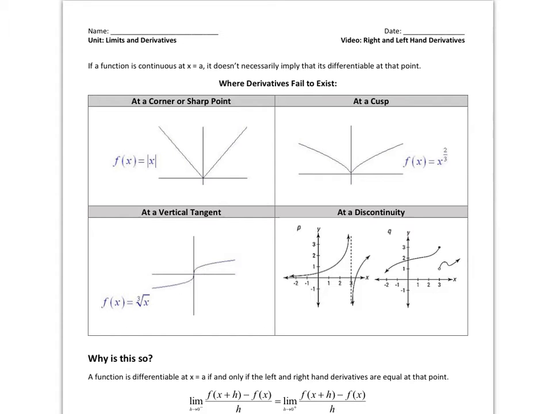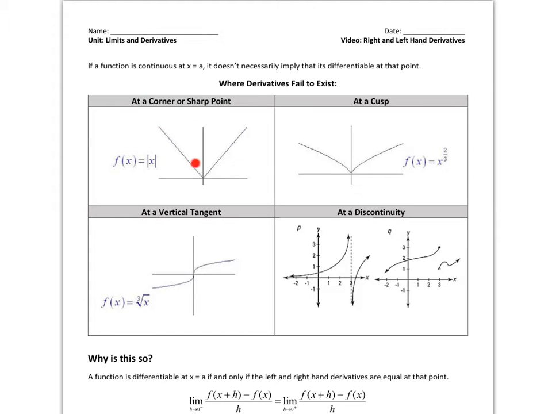Hi everyone, in today's lesson we're going to talk about right and left-hand derivatives. If a function is continuous at x equals a, it doesn't necessarily imply that it's differentiable. So where do derivatives fail to exist? At a corner or a sharp point.